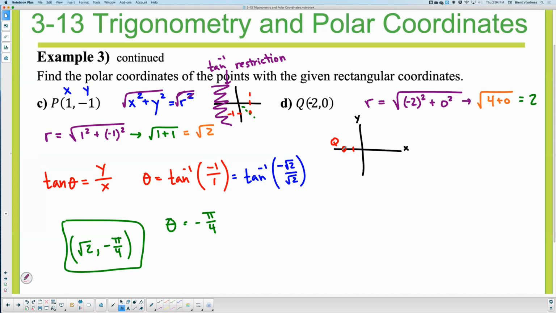What theta is going to be on this negative x-axis? How many radians does it take to get over there? Pi. It's going to be pi. But let's just pretend we don't know that. Here's what you would do. You would say theta equals the inverse tangent of y. What's our y? 0 over our x, negative 2. Which, if you wanted to use your hand trick, that's the same thing as tangent inverse of square root 0 over negative square root 4.